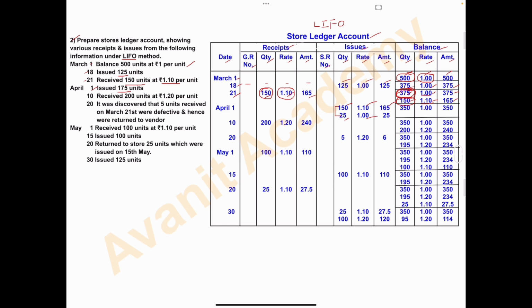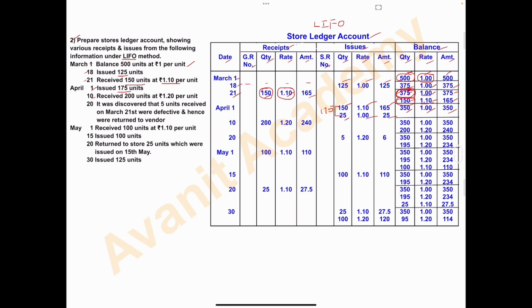So total we have issued 175 units. Write the balance. This 150 units is completely issued to the production department. From this 375 we have issued 25 units, so the remaining quantity is 350. Rate per unit is the same, 1. Total amount is 350, and close this.